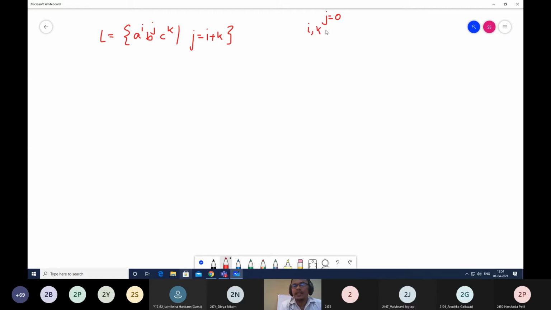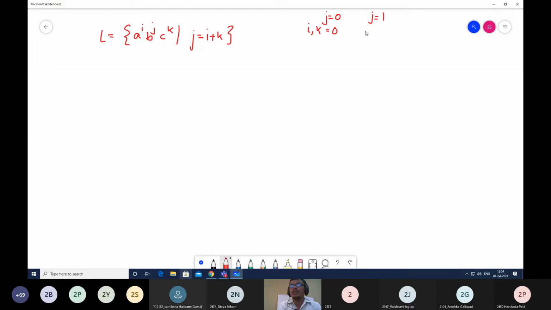Yes, can anyone tell me? 0. Correct. It has to be 0, right? i and k have to be 0, then only j will come 0. Here we will not have anything called a negative power. So compulsorily i and k have to be 0, then only j will become 0. So when all are 0, we'll get the null string.